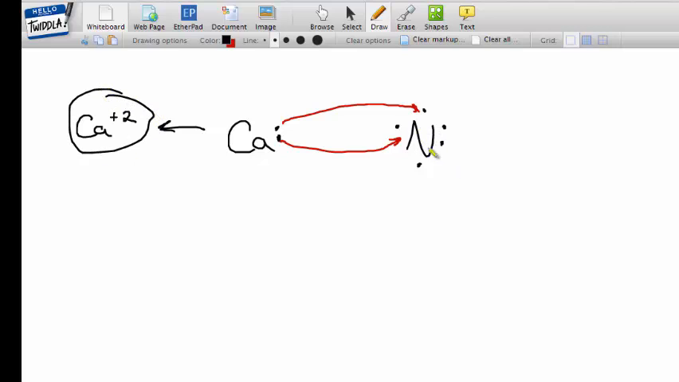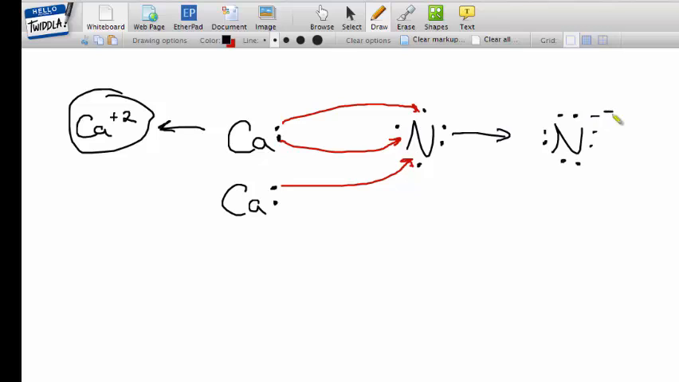But this nitrogen is not yet stable. The nitrogen just gained 2 electrons, but it needs 1 more to be stable. Well, that means I'm going to need another calcium with its 2 valence electrons. That calcium can give 1 of its valence electrons to this nitrogen just like that. And when it does that, nitrogen now is stable. Nitrogen now has 8 valence electrons, just like its nearest noble gas. It gained 3, so it has a -3 charge, but it's now stable.